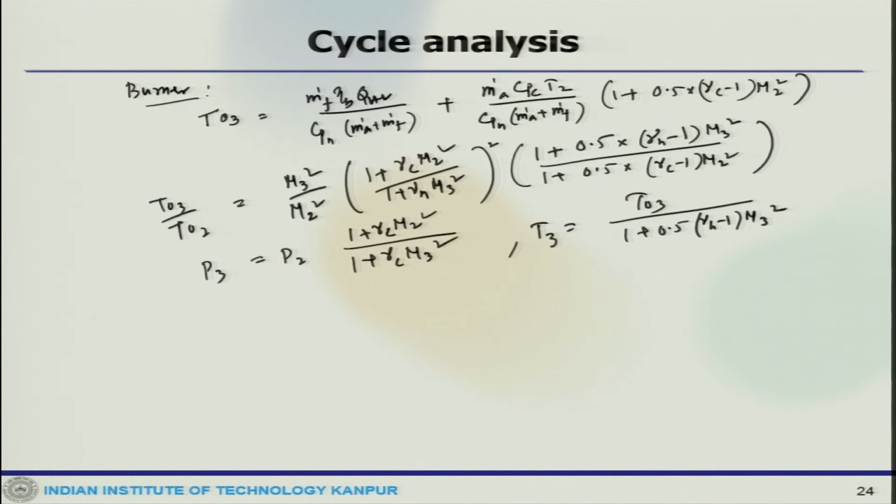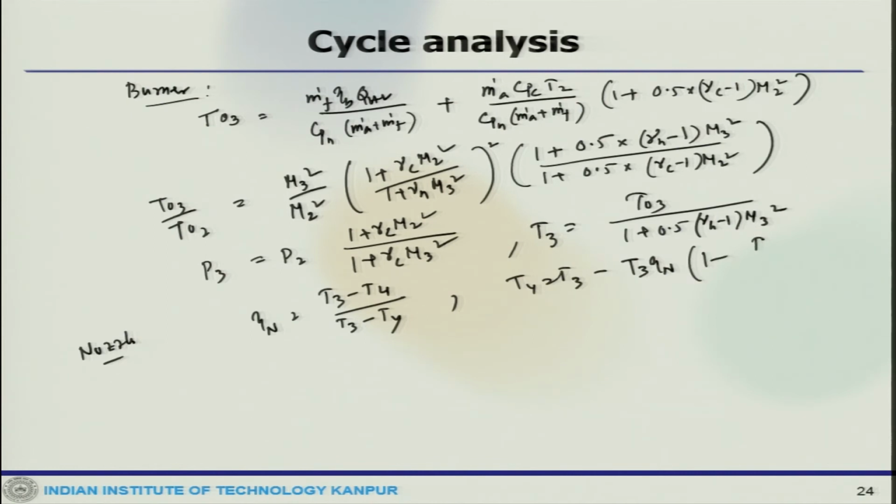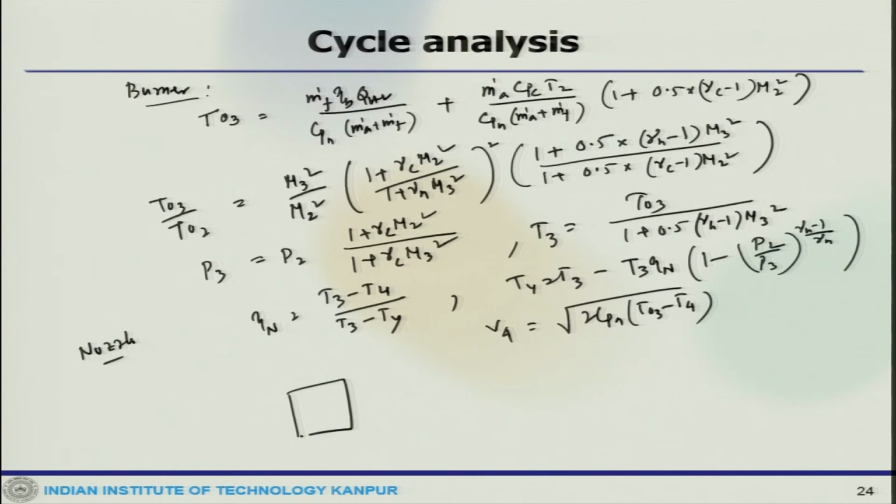And similarly for the nozzle, we will get the nozzle. So, eta n is (T3 minus T4) by (T3 minus Ty). So, T4 is T3 minus T3 eta n times (1 minus (P2 by P3) raised to (gamma h minus 1) by gamma h), and V4 is the square root of 2 CPH (T naught 3 minus T4).